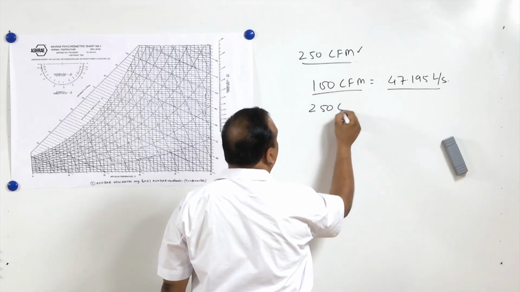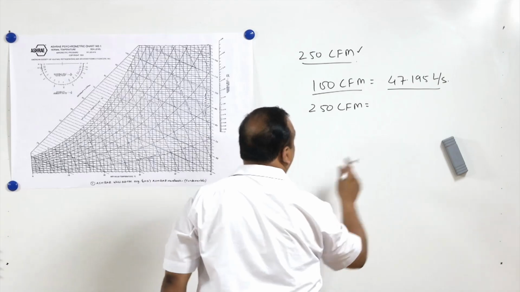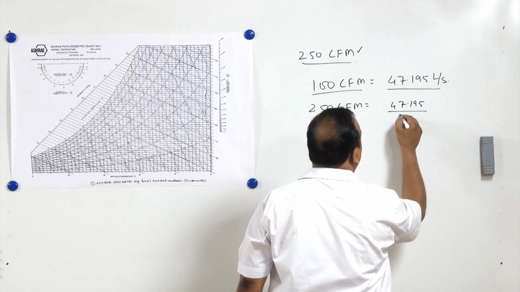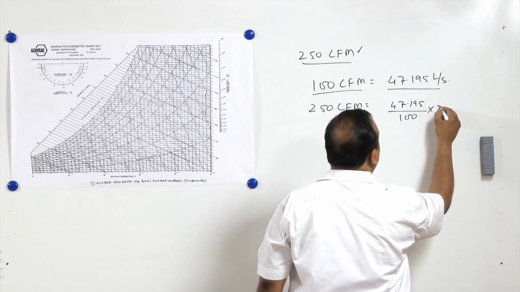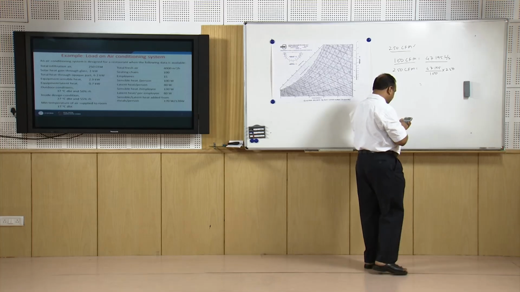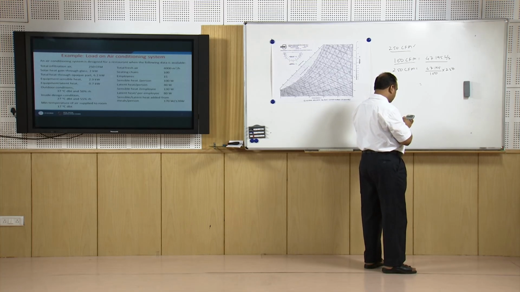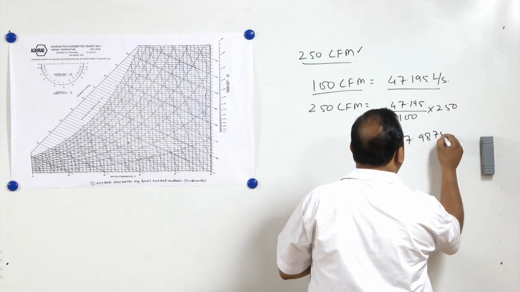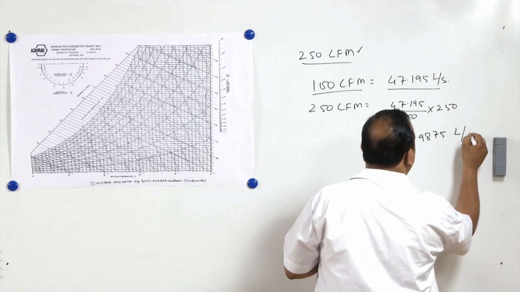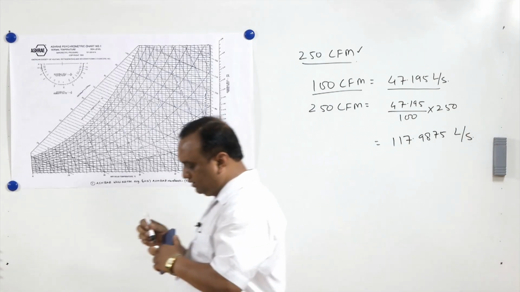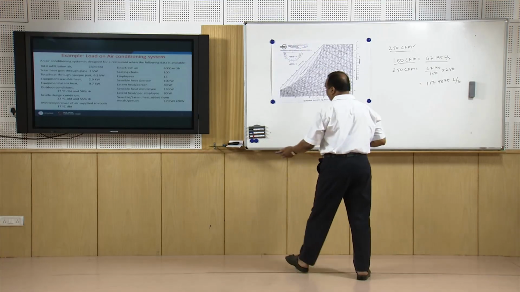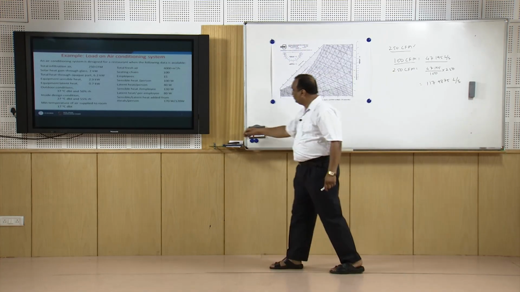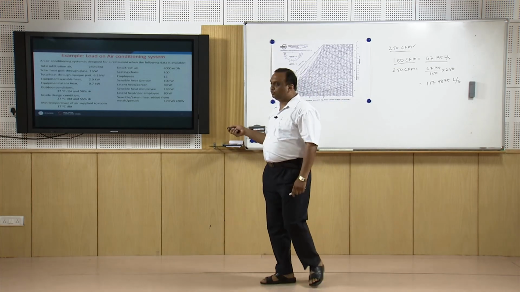So 250 CFM is going to be 47.195 divided by 100 multiplied by 250, and that is going to be equal to 117.9875 liters per second, right? Now this liters per second has to be converted into kgs per second. This we will do later on. Let us go through this problem.